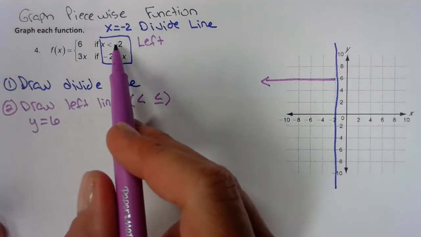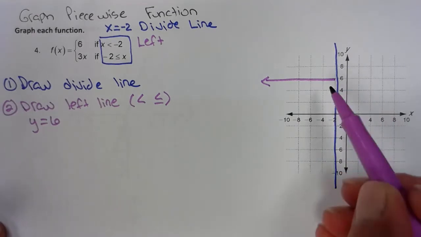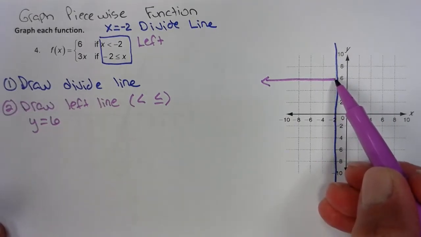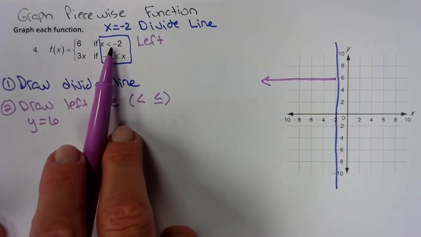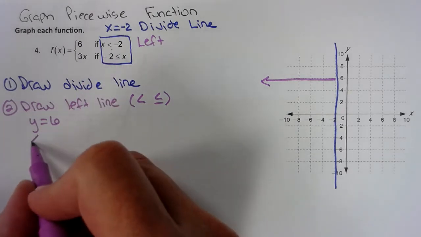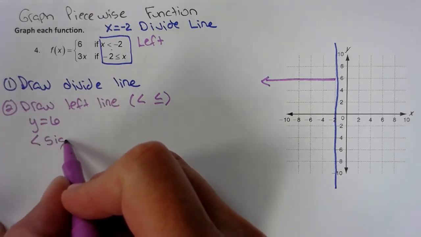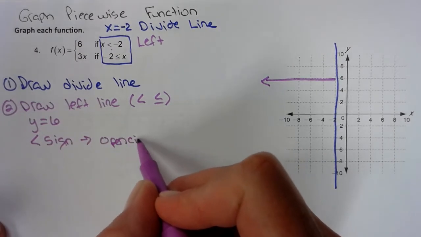So next you have to figure out where the line meets this divider line. Does it get an open or a closed circle right here? Your parameter says that it has to be less than it. So the less than sign means that you have an open circle.